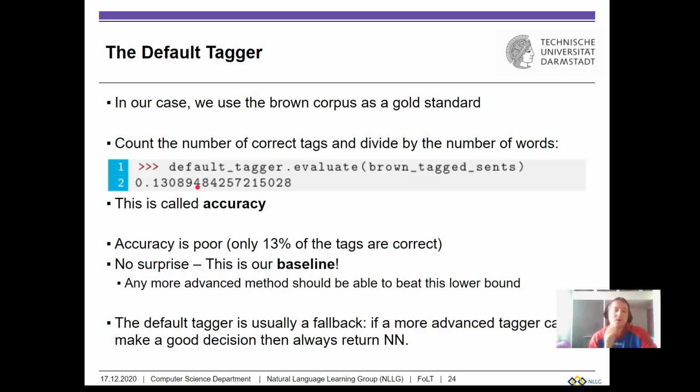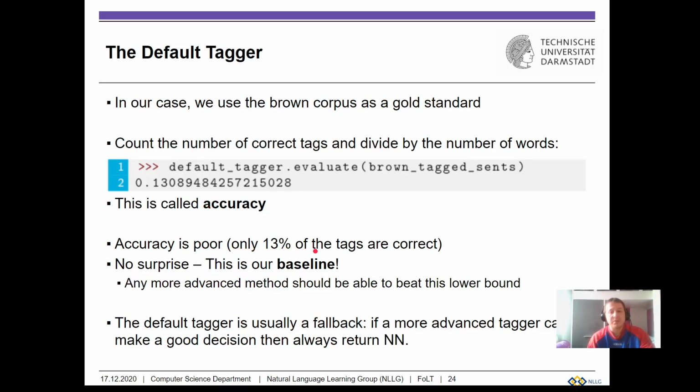And the evaluation measure that NLTK is using is accuracy. Accuracy means how many of the words in the Brown corpus are actually tagged correctly. So let's say you have 1,000 words, and then your accuracy says 130 of those 1,000 words have been tagged correctly. So the accuracy is quite poor.